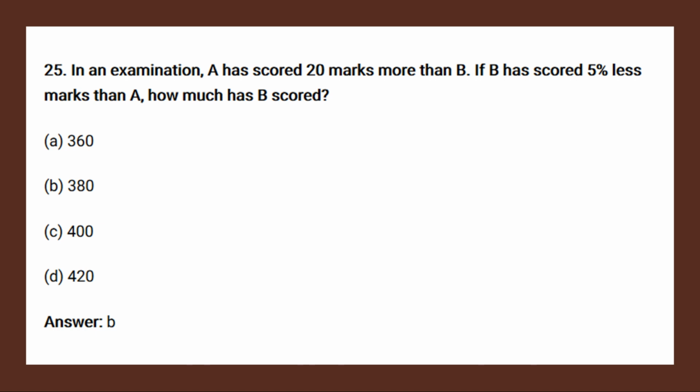Next question 25. In an examination, A has scored 20 marks more than B. If B has scored 5% less marks than A, how much has B scored? A, 360, B, 380, C, 400, D, 420. And the answer is option B, 380.